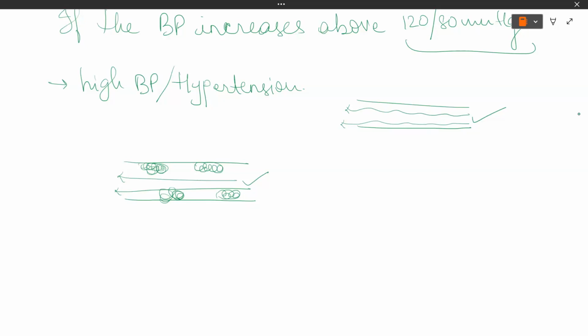And then as soon as you press the mouth, how fast the water flows, isn't it? Because you're decreasing the area. So here also the area is decreased, and because of that the blood flow increases. And when the blood flow increases, the blood pressure increases. Now, when the blood pressure increases, it is known as hypertension or high blood pressure. Is it clear?